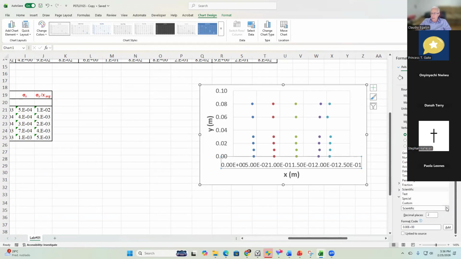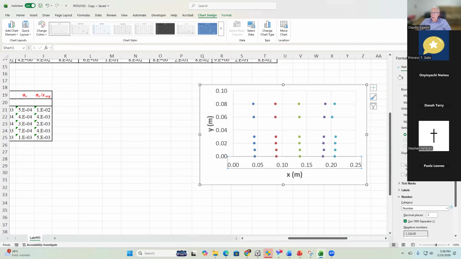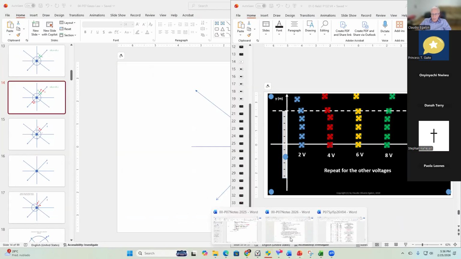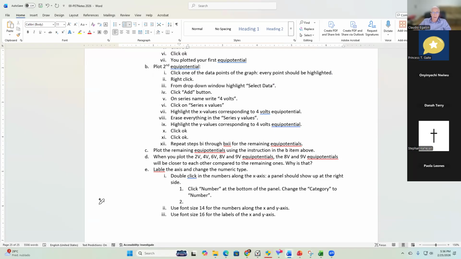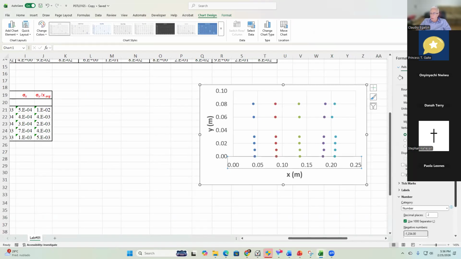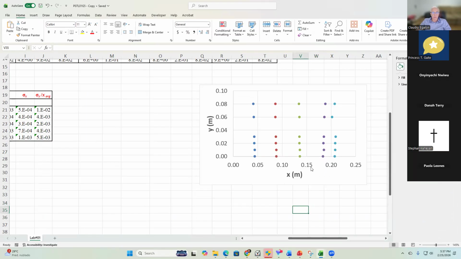Change the category to number. Okay. Here you go. Change the category to number. Okay. What else? Yeah. Okay. So we changed to number. This is the way we want. And then you want next, what do you want to do? You want to change the size of those numbers, right?